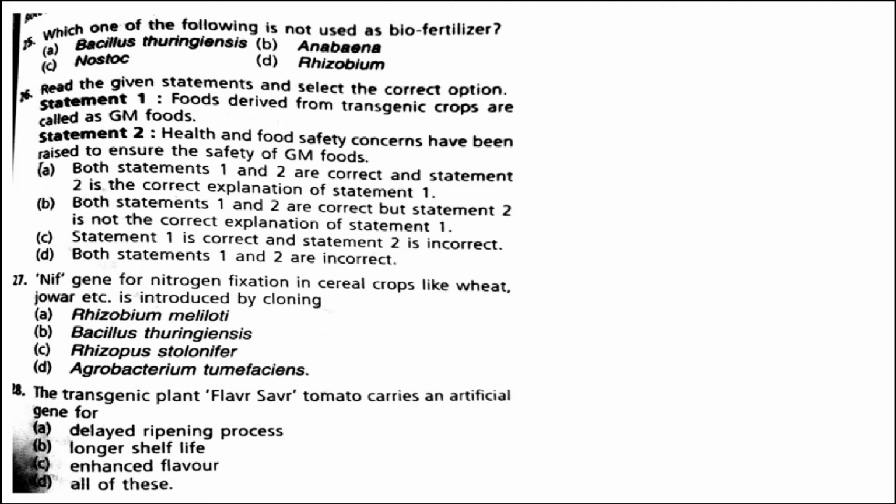Next, the transgenic plant Flavr Savr tomato carries an artificial gene for A. Delayed ripening process, B. Longer shelf life, C. Enhanced flavor, and D. All of these. So the answer will be option D, all of these.